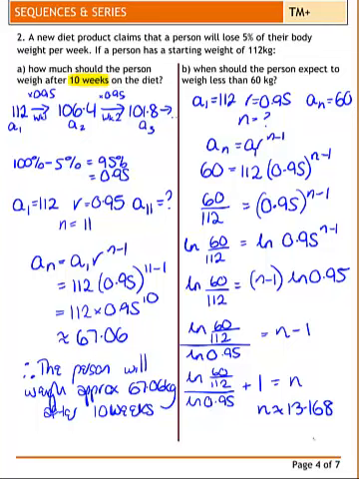13.168. Now remembering that, go back to the question: when should the person expect to weigh less than 60 kilograms? Well, this n is 13. If we think of week 2 is here, so the weight's happening afterwards, so we go to the lower number. So after 13 weeks, they're going to weigh less than 60 kilograms. So finish with that therefore statement.